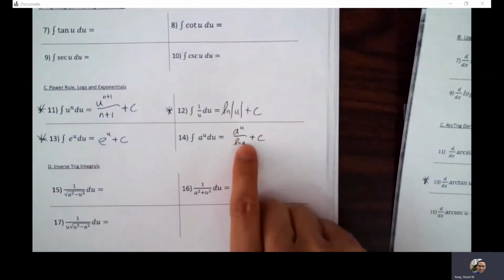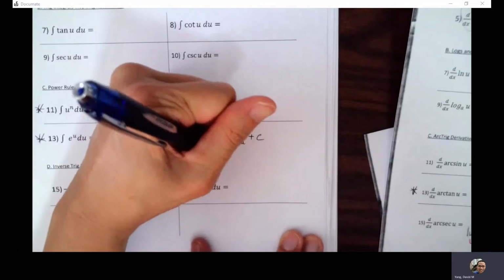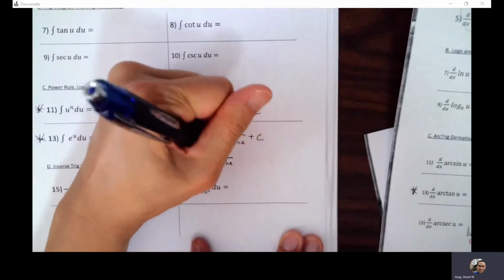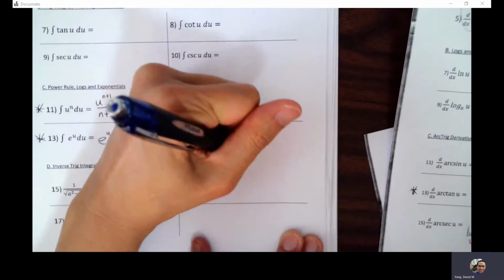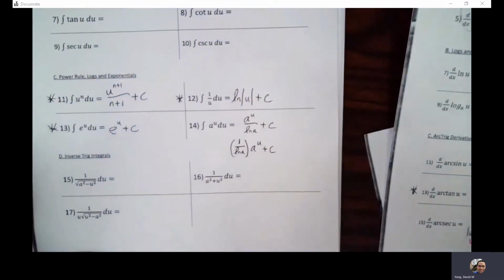What I like to do is sometimes push the coefficient out in front just so that it feels a little bit cleaner, but they are the same. Okay.